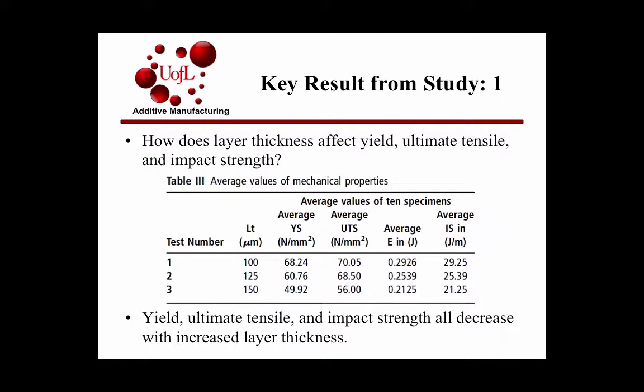So the first key result from the study is, how does layer thickness affect yield, ultimate tensile, and impact strength? So for the studies, they created 10 specimens in one setting and tested each specimen and took the average of it to minimize the error. And this is the study for the yield strength, ultimate tensile strength, and impact strength. And in each case, they each decrease with the increased layer thickness. So they used the three most widely used layer thicknesses in stereolithography, which is 100 micrometers, 125 micrometers, and 150 micrometers. And in each case, the yield strength, ultimate tensile, and impact decrease with the increased layer thickness.